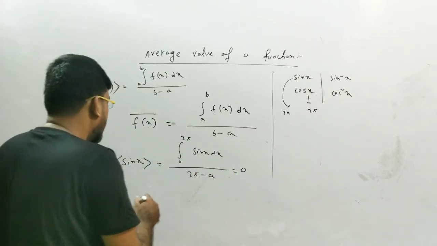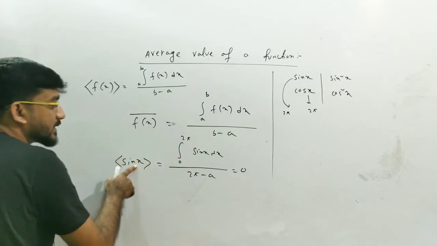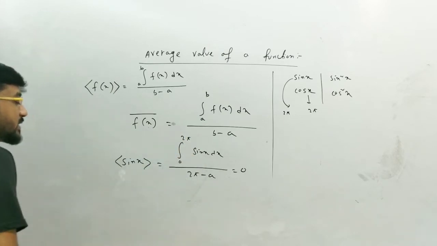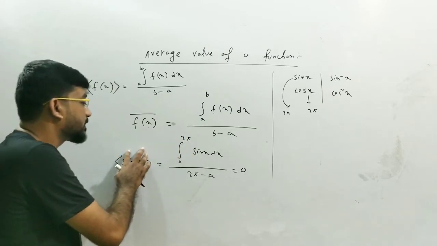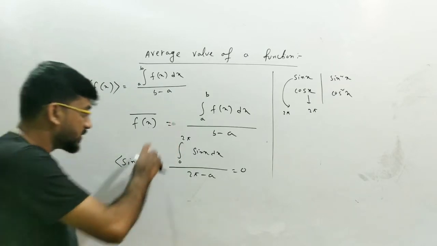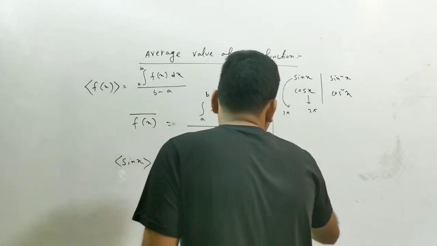Similarly, if you want to find out the average of cos x, or not only cos x, but sin 3x, sin 5x, sin mx within each period, then the period will be 2 pi by 3, and so on. So in general, the average value of sin or cos within the full period will always be 0, and you can easily predict this result by using the graph.